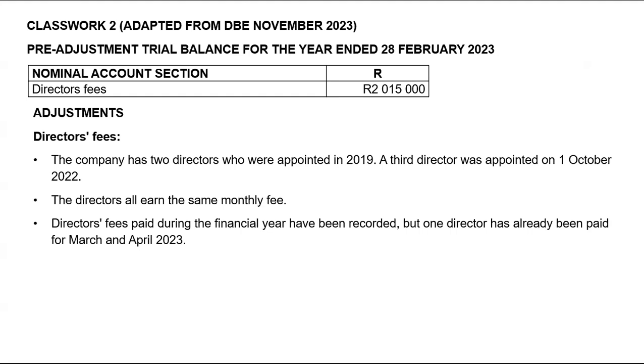Very, very interesting, this one. As I've said, they say the company has two directors who were appointed in 2019. A third director was appointed on 1 October 2022. The directors all earn the same monthly fee. Directors' fees during the financial year have been recorded, but one director has already been paid for March and April 2023. So now it means we paid one director in advance.